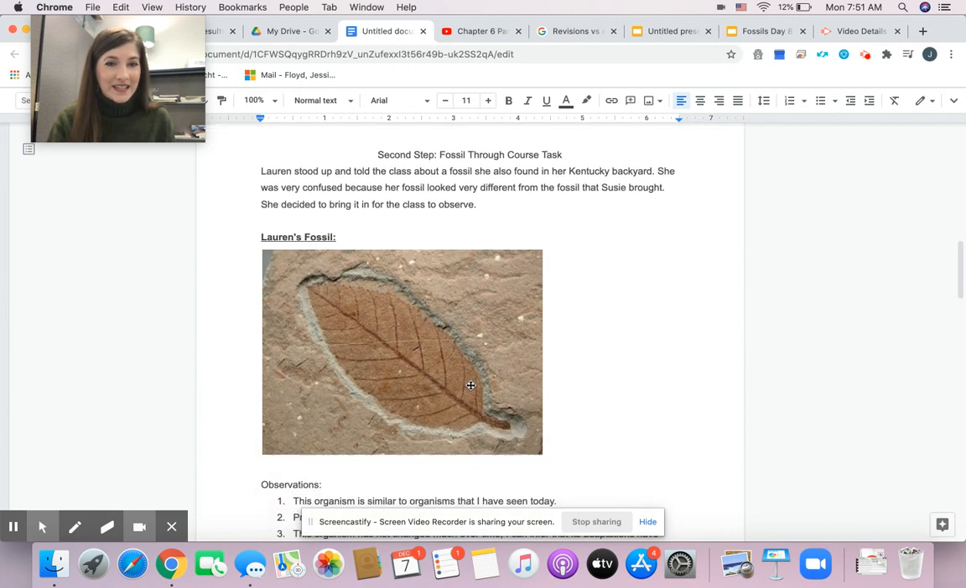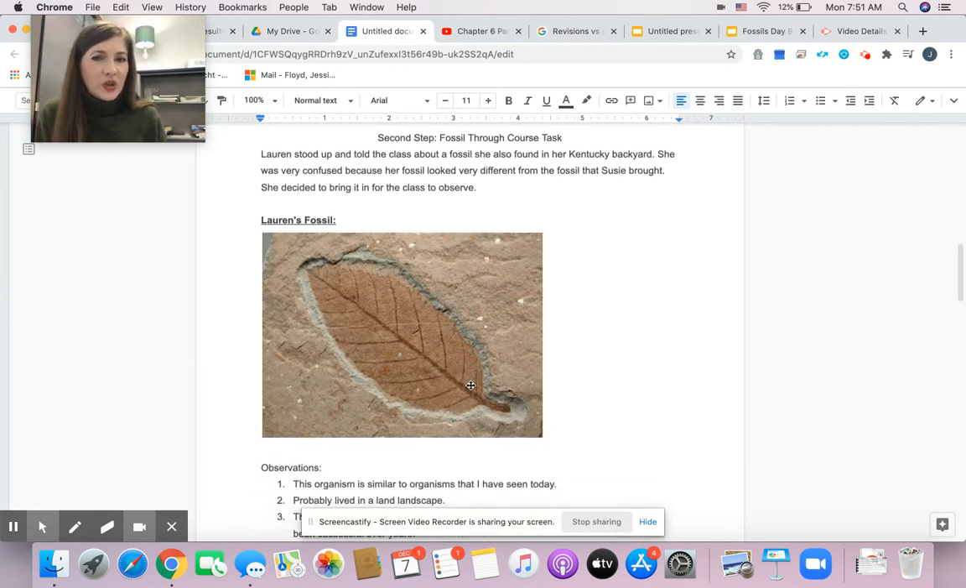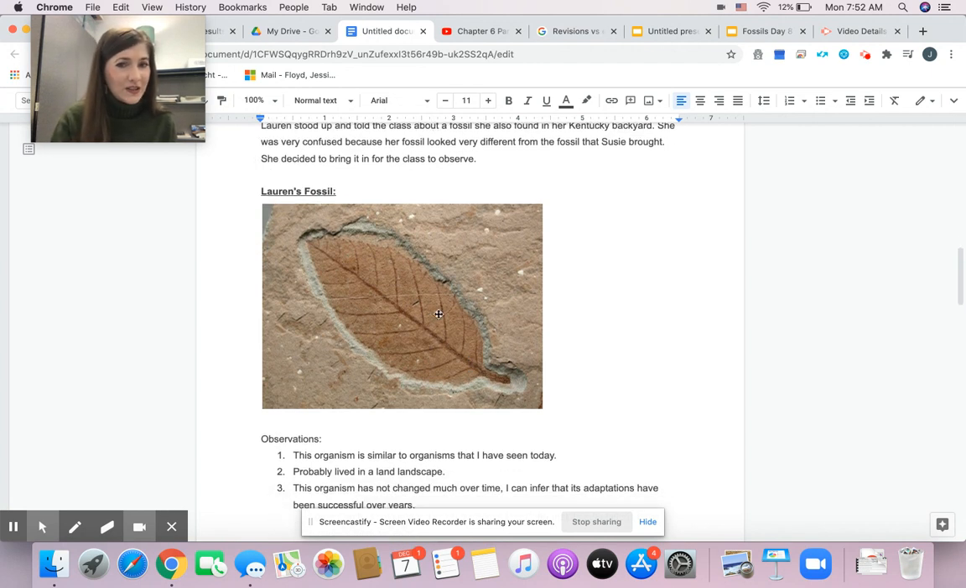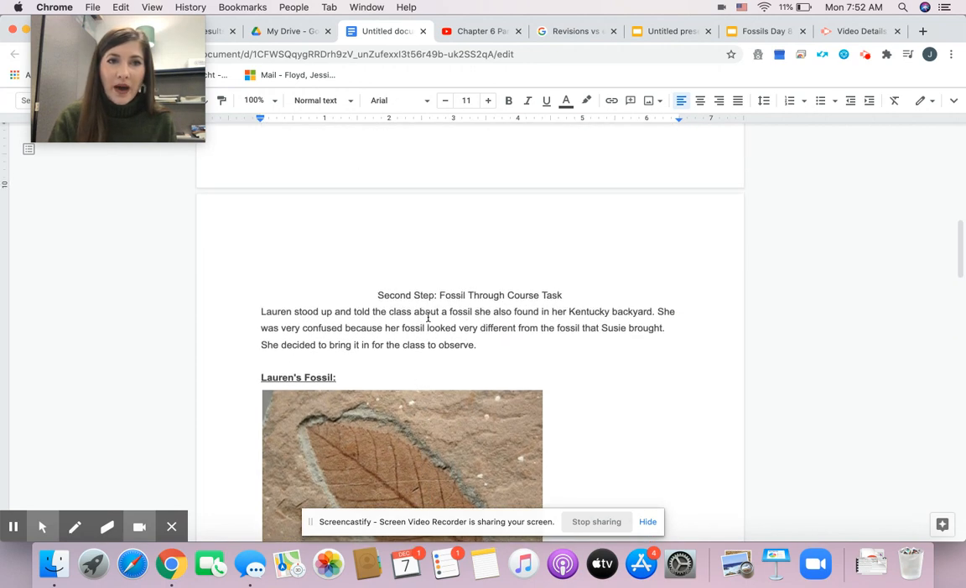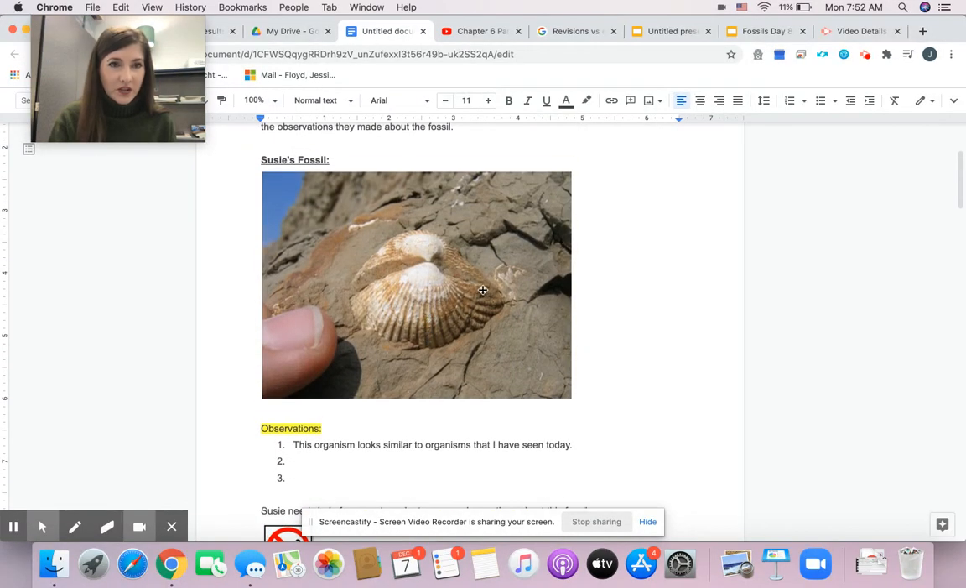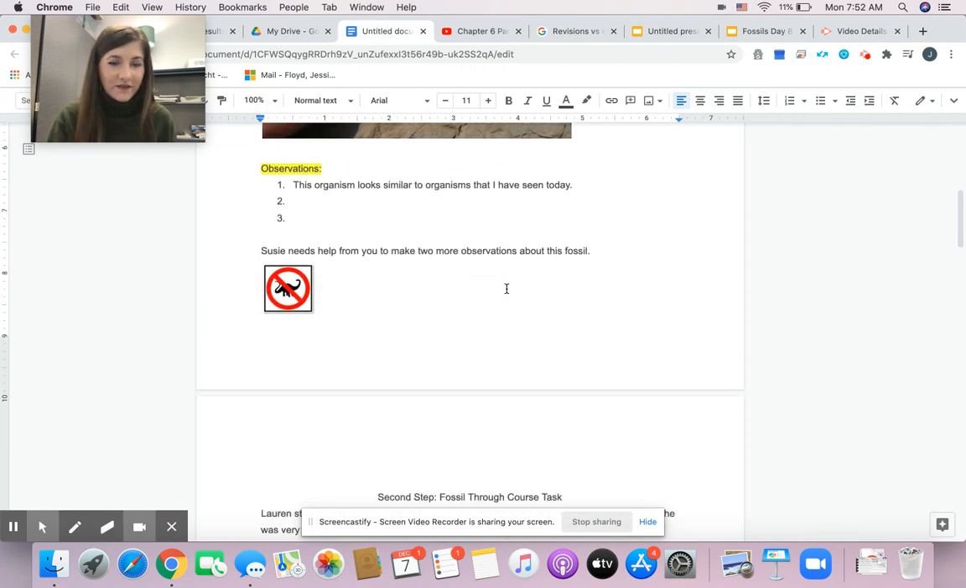Our second step. Lauren stood up and told the class about a fossil she also found in her Kentucky backyard. She was very confused because her fossil looked very different from the fossil that Susie brought. She decided to bring it in for the class to observe as well. This is Lauren's fossil. And if we go back up to Susie's fossil, we see that they are very different. They both look like organisms that we see today, but they are very, very different.